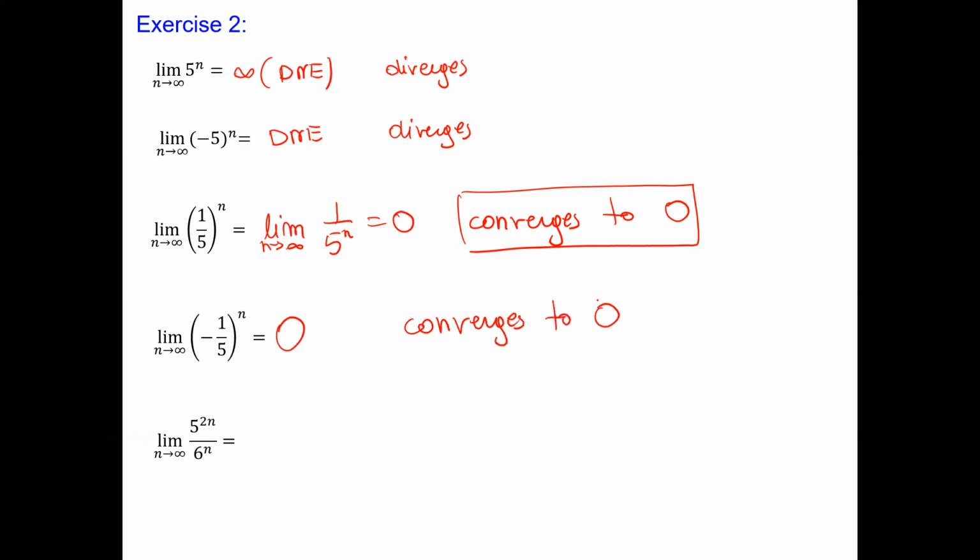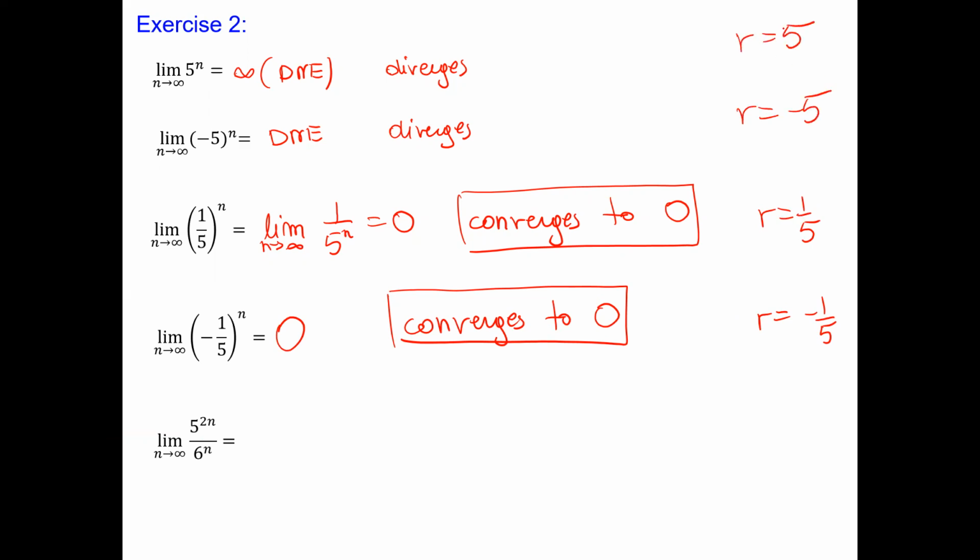The sequence converges to 0, because we know that the common ratio is negative 1/5, or positive 1/5. The common ratio is inside that interval. Now this one, let's figure out what is the common ratio.